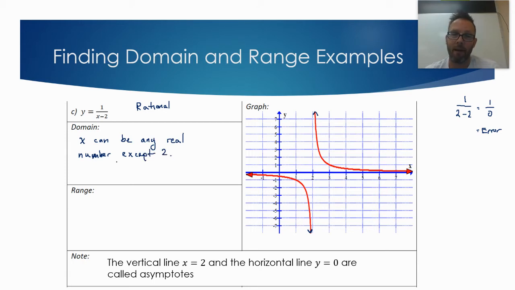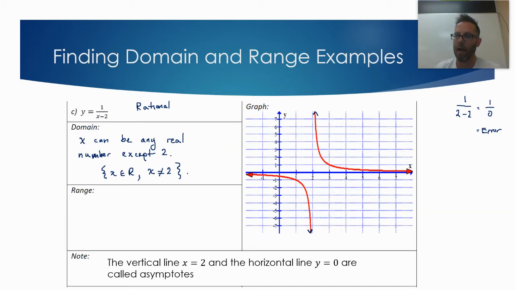Now, how do I write that in set notation? We'll do it this way. We'll say x can be any real number. There is a restriction here. x can't be 2. So our way of writing that, we just say x does not equal 2. So that's how we can handle situations like that, where the x can't be one specific value.